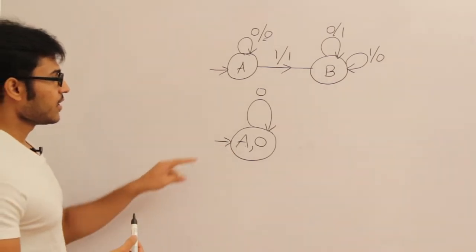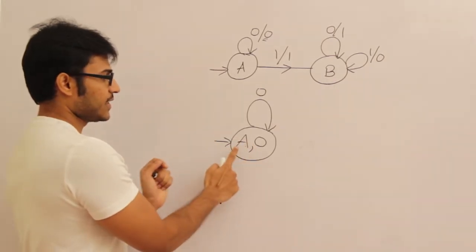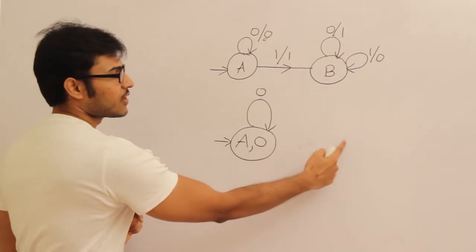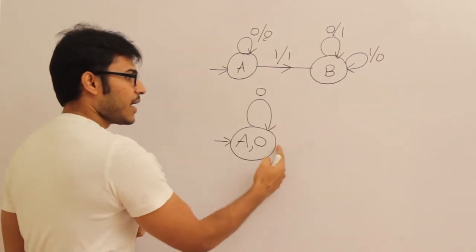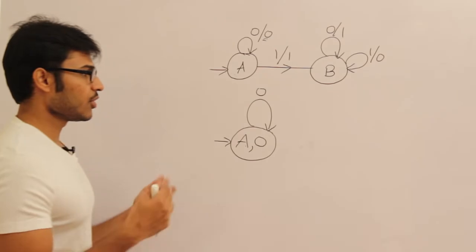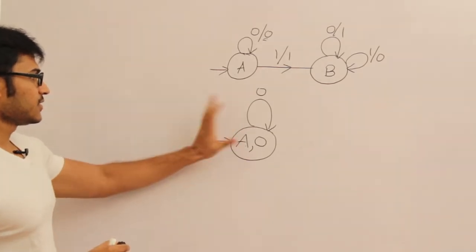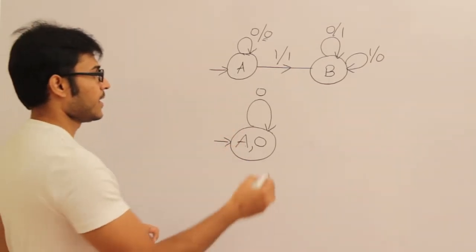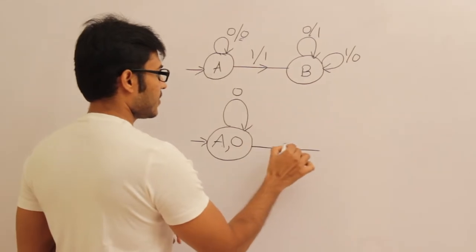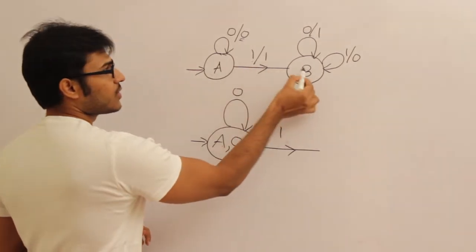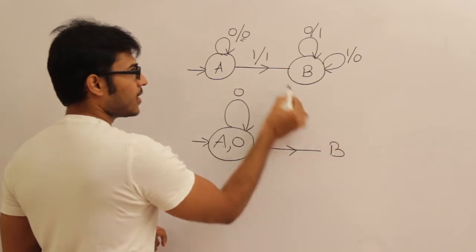It is okay. You can even write this as capital A comma 1, and you can create one more state as capital A comma 0, and on 0 you can give a transition. That is not a problem at all, right? But this is simple, we can go with it. Fine. Next thing is capital A on 1 is going to capital B and the output is 1.